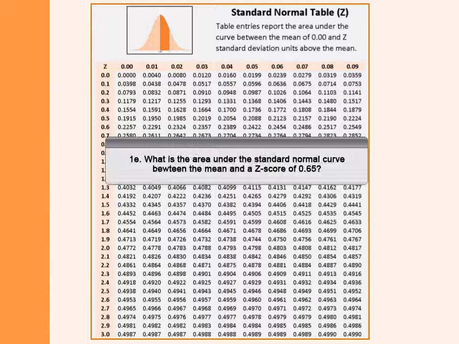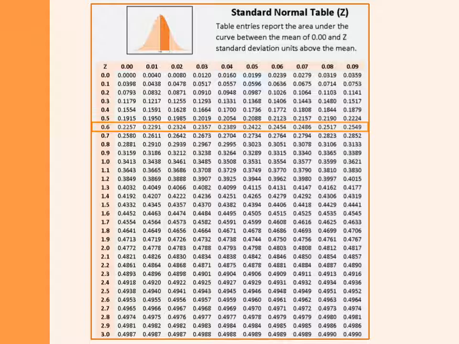Item E in this set requires us to find the area under the standard normal curve between the mean of 0 and a z-score of 0.65. So we'll highlight the row that reports a z-score of 0.6 and the column that reports a z-score to the 100th of 0.05. And we see the value where these two highlighted areas intersect is 0.2422.